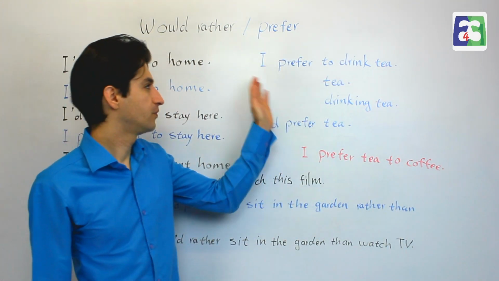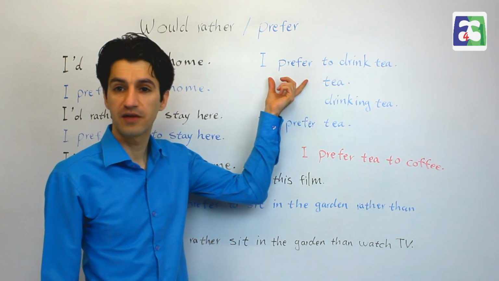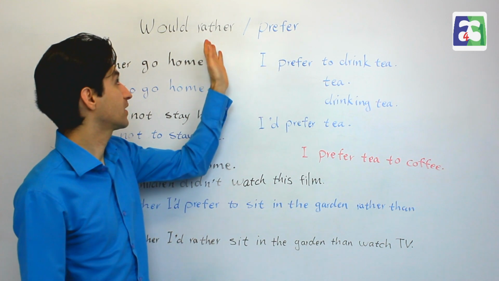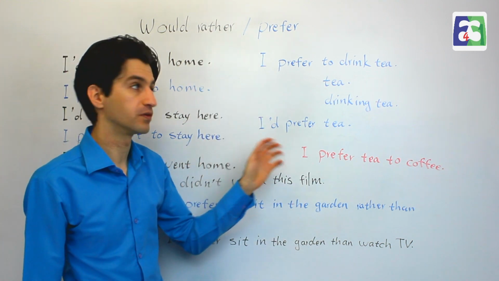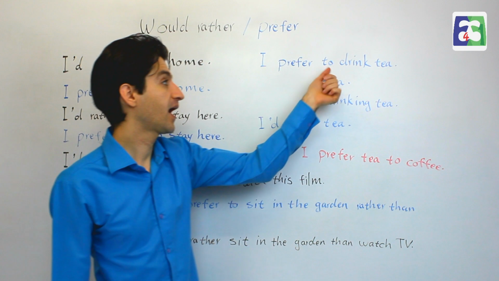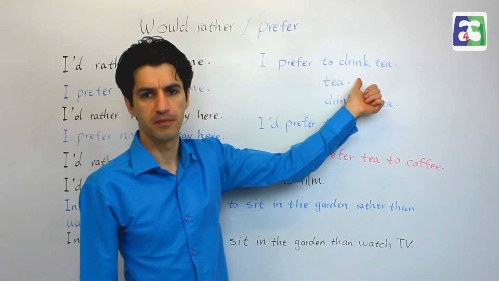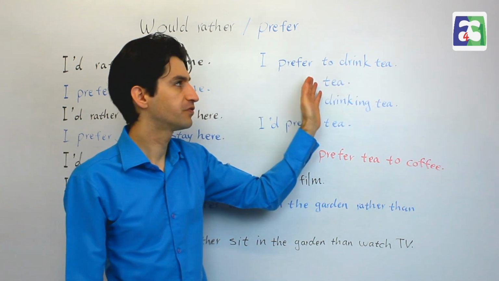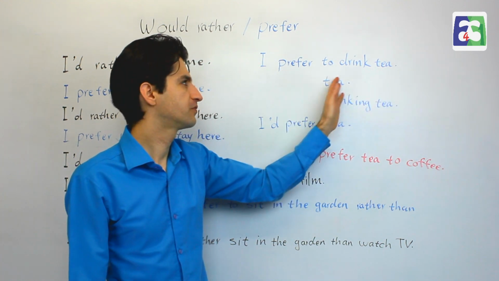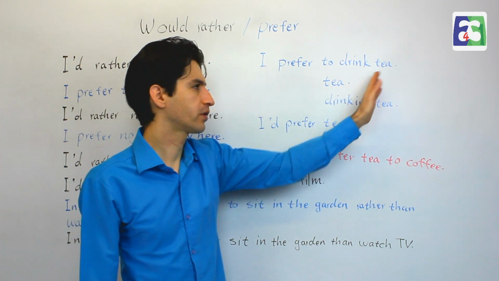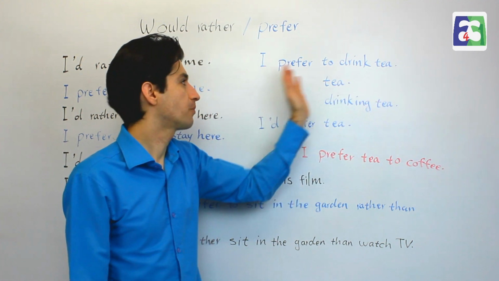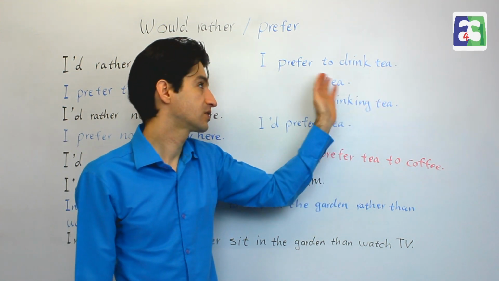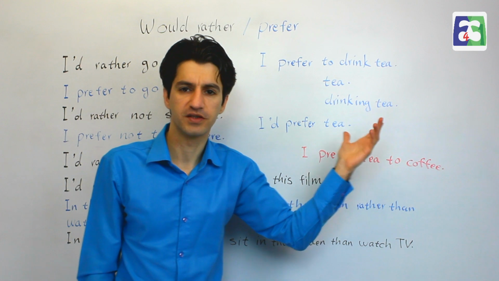And over here, I wrote other forms that we can have after prefer. After would rather, we use the base form of the verb. But after prefer, we can have to plus verb, which is the to infinitive. I prefer to drink tea. I prefer to drive home. I prefer to walk tonight. Something like this. I prefer to, then the verb, which is the to infinitive.